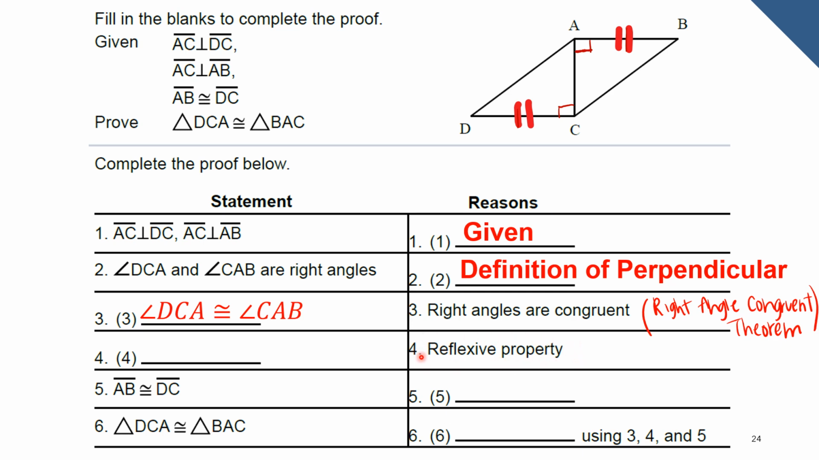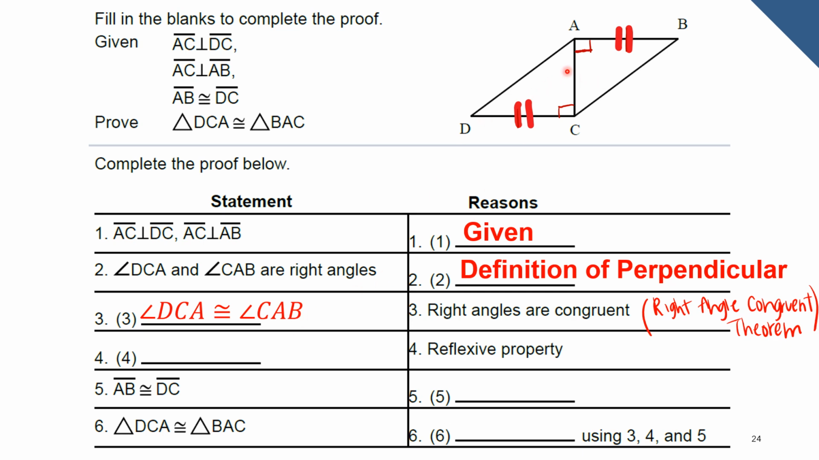Do y'all remember the reflexive property? The reflexive property is like x is equal to x, or 5 is equal to 5. So whenever you see reflexive property in a proof, it's almost always going to refer to a side or an angle that is shared between two triangles. All right, so look here. We said at the beginning that line segment AC, side AC, however you want to describe it, is shared between those two triangles. They have that in common.